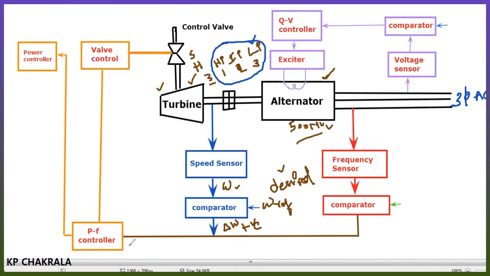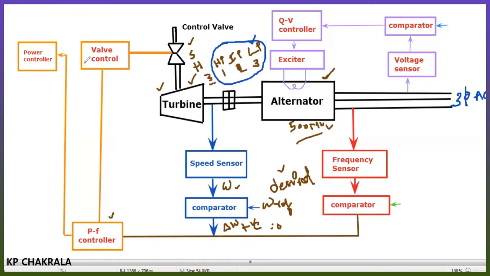So that error will be given to the PF controller, and this PF controller will process the error and give the signal to the valve controller, and this valve controller will control the valve in such a way that the input to the turbine will be decreased. If the input to the turbine is decreased, then the speed of the turbine will be decreased, and this will be a continuous process until delta omega becomes 0. That means the actual value should be equal to the reference value.